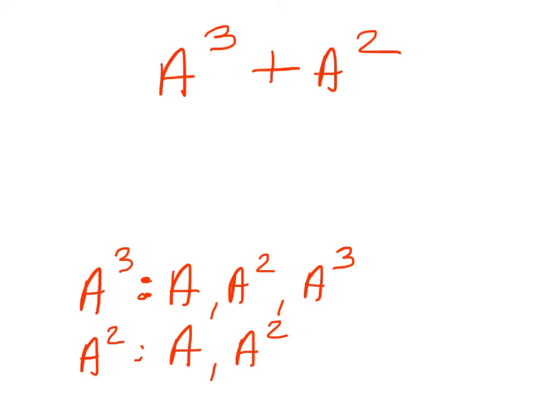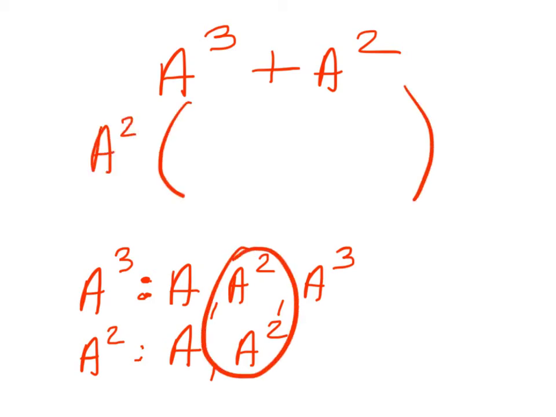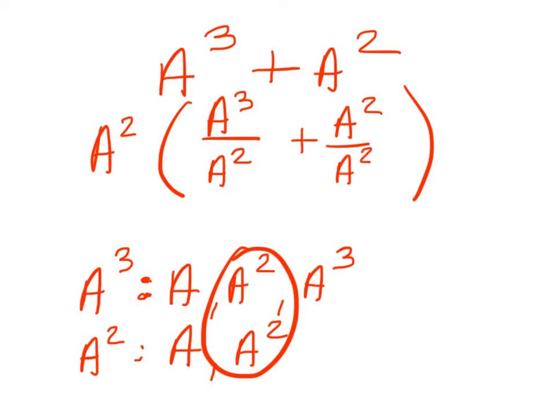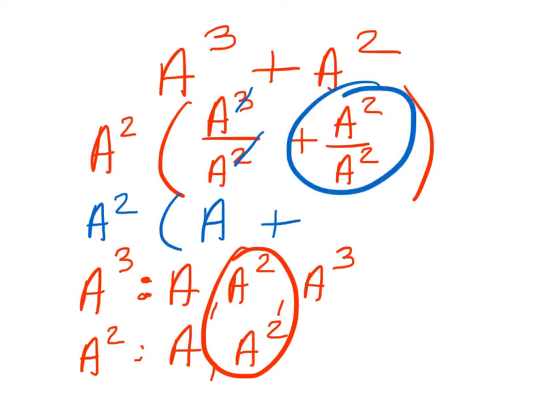Now, what's the highest thing they both have in common? A to the second. So you would come up here and put a to the second and divide each term by a to the second. And once you do that, you go back and simplify. A to the third over a to the second, 3 minus 2 is 1. A to the first, you don't write 1 in the exponent. It's just a.